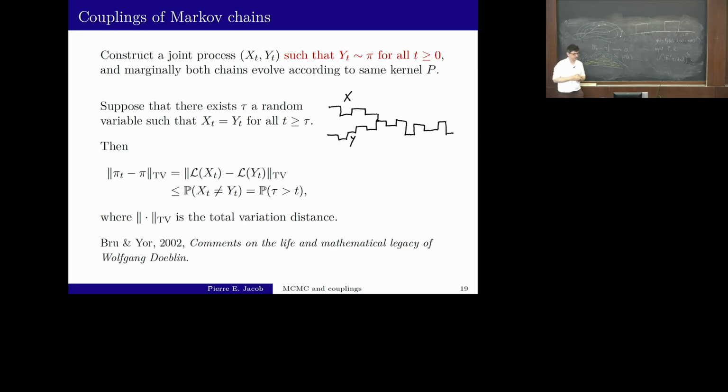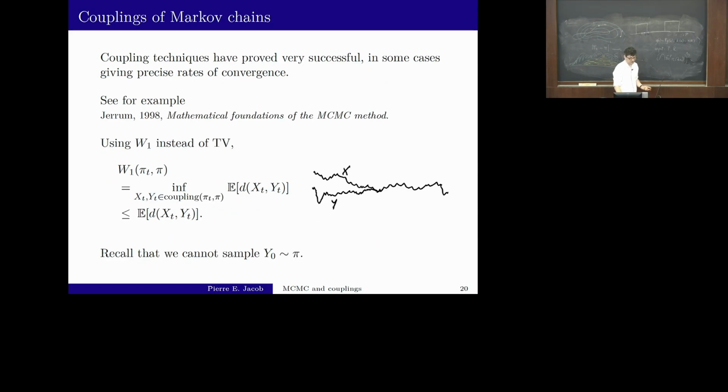So thanks for this comment. That's for TV. For TV, we need the chains to meet, because the TV representation involves this probability of variables being different. But for Wasserstein, it's different. We can do the same business in Wasserstein distances, and make things simpler with the Wasserstein 1, so we don't have this k. It's an infimum over all couplings of the expected distance between xt and yt. And if you take any particular coupling, then you have an upper bound.